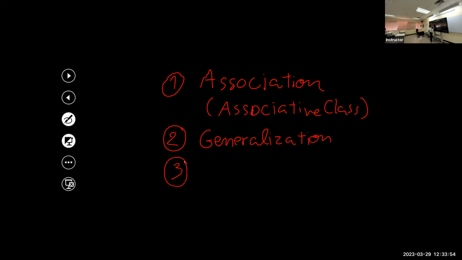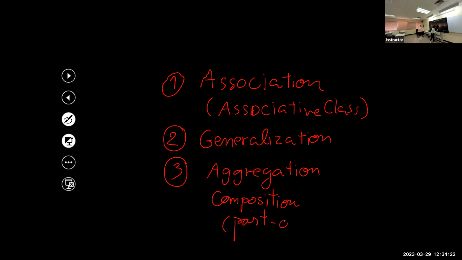The third one will be aggregation and composition. Sometimes there is an easy nickname for this third type: part of. We want to model that a class is part of another class, as a kind of component of it. Okay, let's have a look.